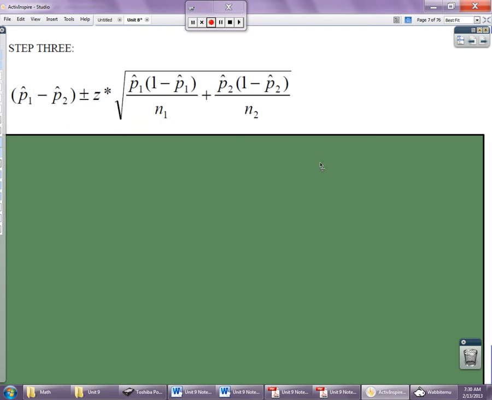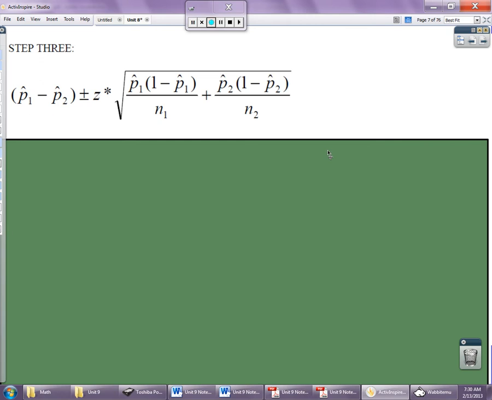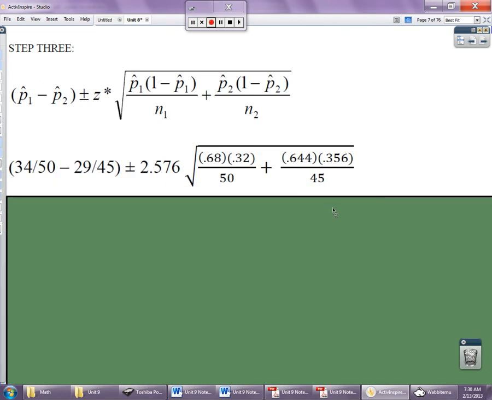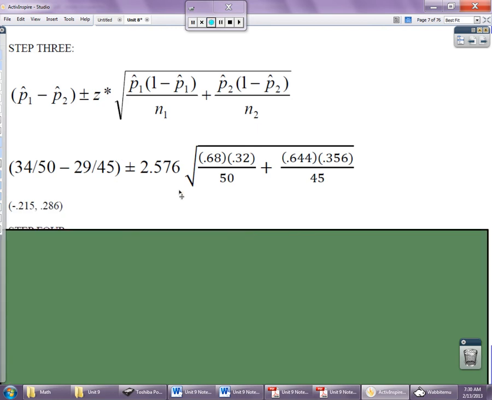Alright, step 3. That formula should look familiar from the first page of your packet that we talked about. Then I'm going to plug everything in. So again, my P1 here was my males, so my male proportion was 34 out of 50. My female proportion was 29 out of 45. My z-score from doing the center 99% is 2.576. That hasn't changed. And then again, my P1 times 1 minus P1 over N1, and my P2 times 1 minus P2 over N2. You're going to want to simplify all that, and again, you can plug this in your calculator.